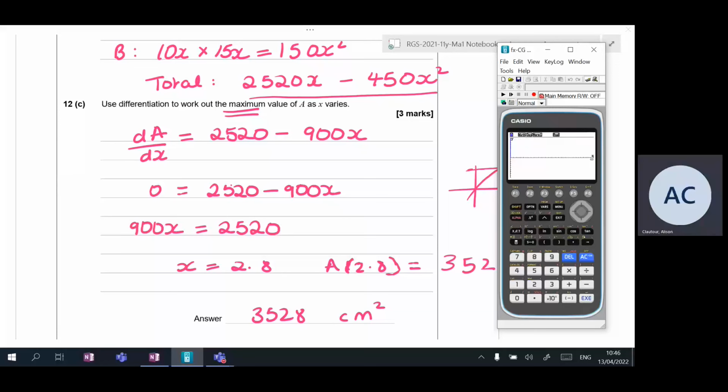So let's draw the graph. Let's zoom in auto, you should see it. So try and see the maximum. Okay, so as soon as you can see the maximum, if you press G solve max, it will tell you what the maximum value is. So X is 2.8 and Y is 3,528. So yes, I've got the question right.